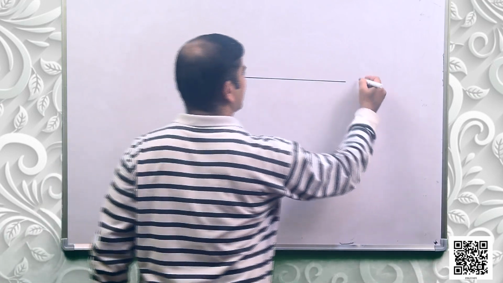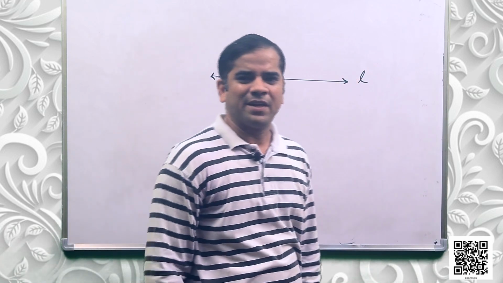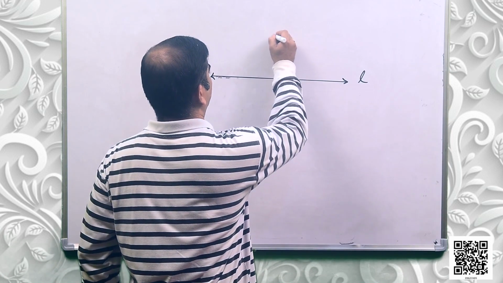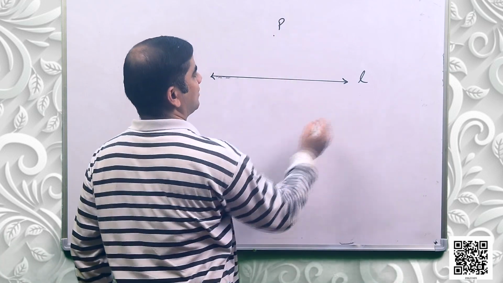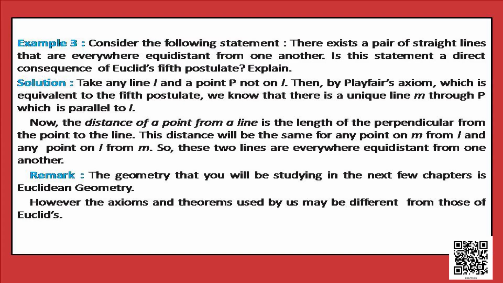Suppose there is a line L and a point P not on L. Suppose there is a point P over here which is not on L. This is line L. Then by Playfair's axiom, which is equivalent to the fifth postulate, we know that there is a unique line M through P which is parallel to L.